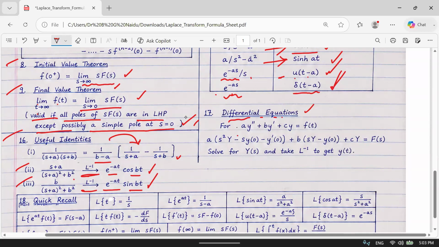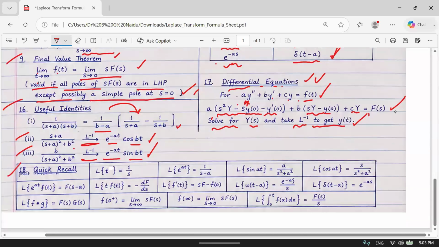For example, a y double dash plus b y dash plus c y equals f(t). This can be written like this. I already told you there is something important, so that in place of the differentiation, we can write this. Solve for Y(s) and take the inverse Laplace transform, and you will get y(t). So by using the Laplace transform, we can find the solution of differential equations.